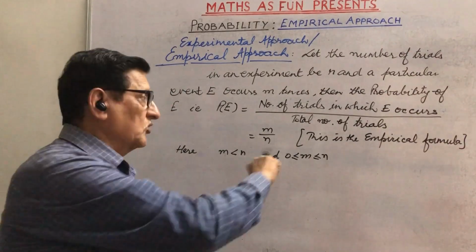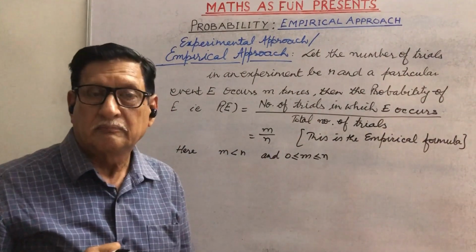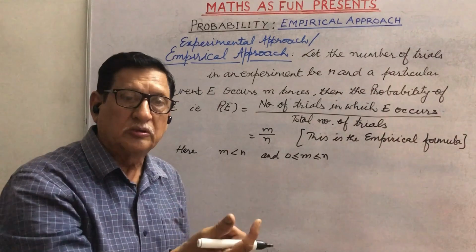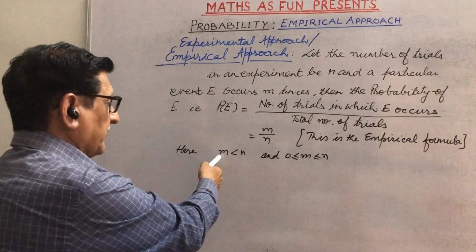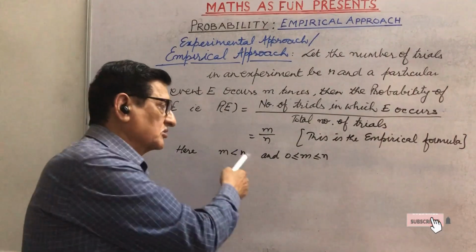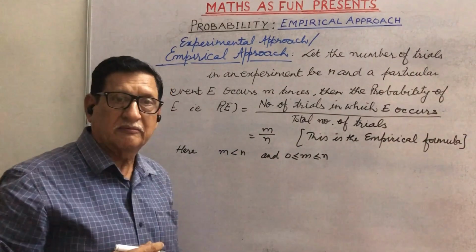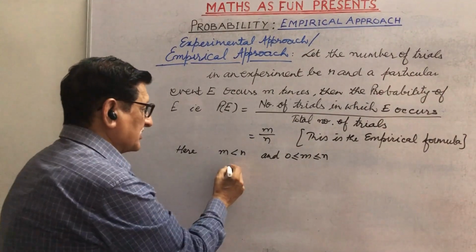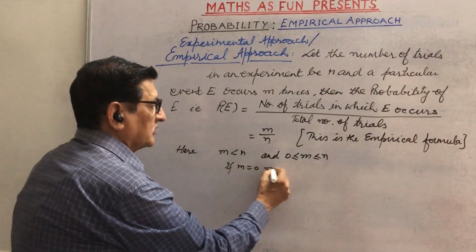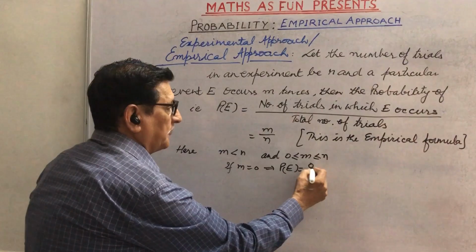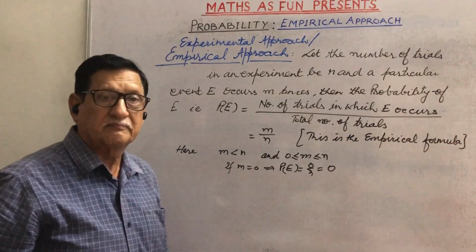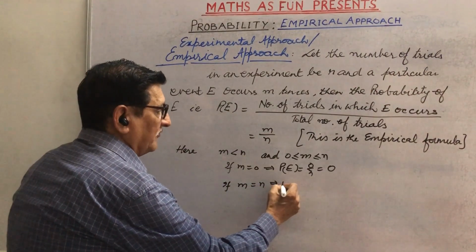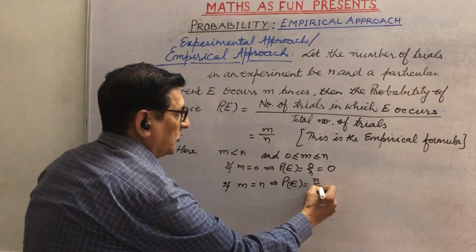One more thing, out of n trials there are some trials which are m. It means m has to be either equal to or less than n. So we say m is less than or equal to n, and we can also say that m lies between 0 and n. If m is 0, then P(E) will be equal to 0 upon n, or 0. And if m is equal to n, then P(E) will be equal to n upon n, or 1.